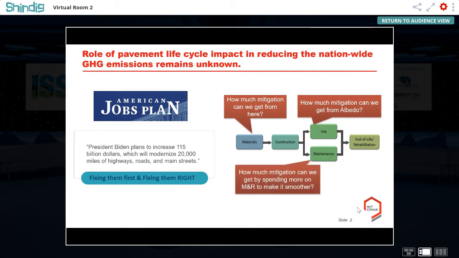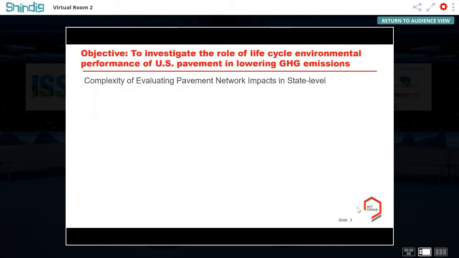Or the maintenance and repair actions: how much mitigation can we get by spending more money to maintain or make our roads smoother? And at the end of life, it has to do with the recycling factors or the end-of-life carbonation, for example, of concrete pavements, which I will discuss in more detail later. So here we define the objective to investigate the role of life cycle environmental performance of the US pavement network in lowering the GHG emissions.